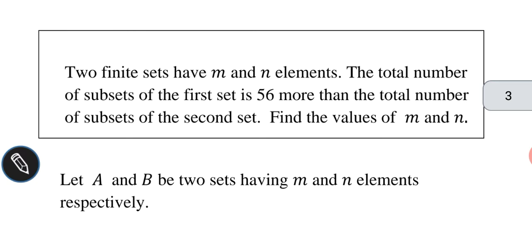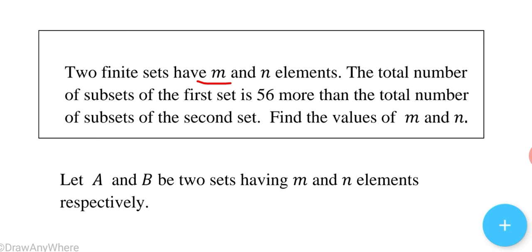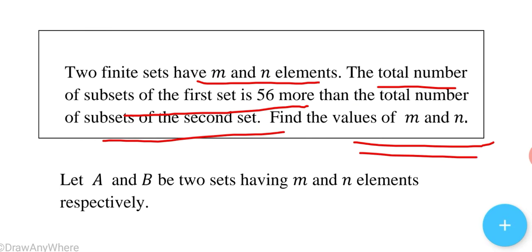Two finite sets have m and n elements. The total number of subsets of the first set is 56 more than the total number of subsets of the second set. Find the values of m and n.